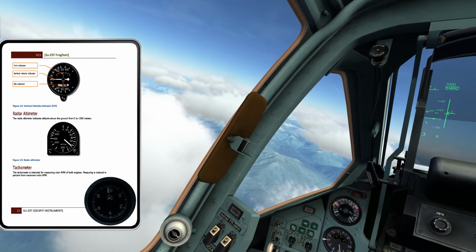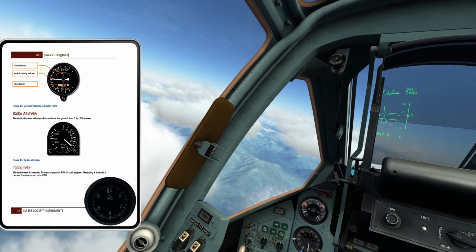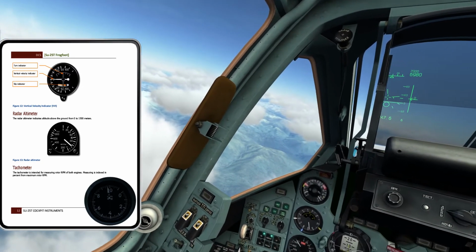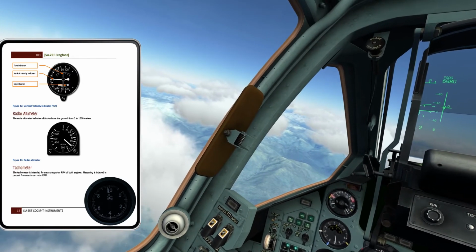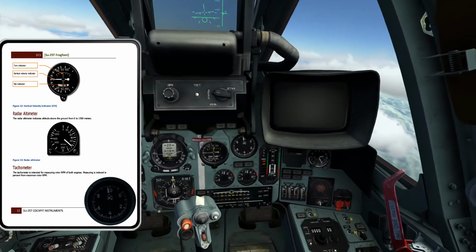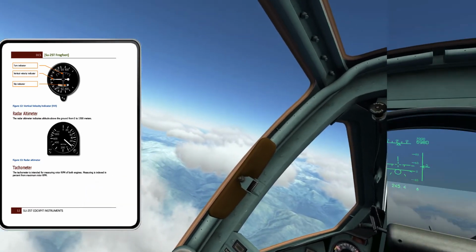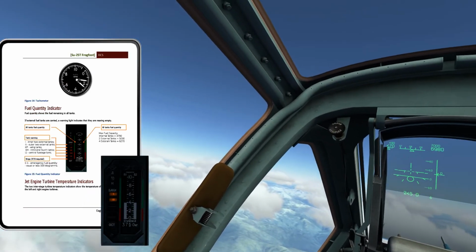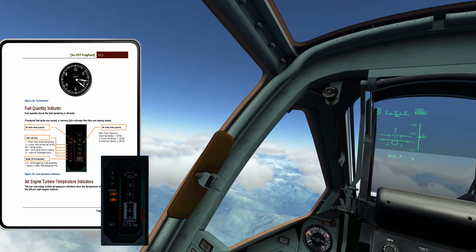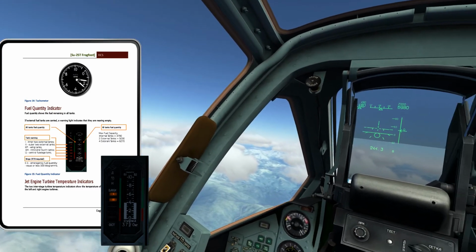Tachometer. The tach is intended for measuring rotor RPM of both engines. Measuring is indexed in percent from maximum rotor RPM. So that's basically either your N1 or N2. I don't know which one. Fuel quantity indicator. Fuel quantity shows the fuel remaining in all tanks.